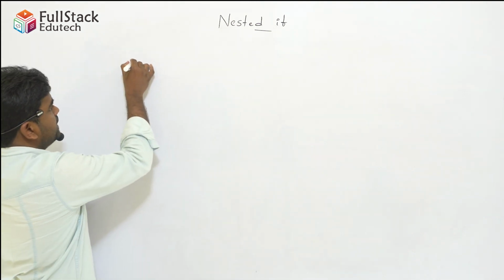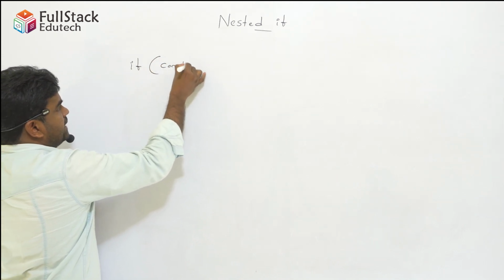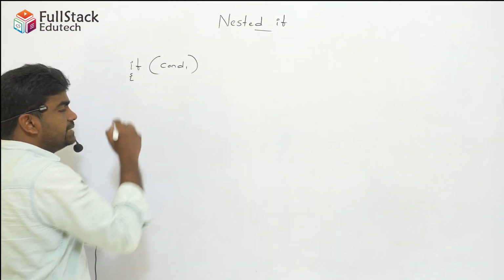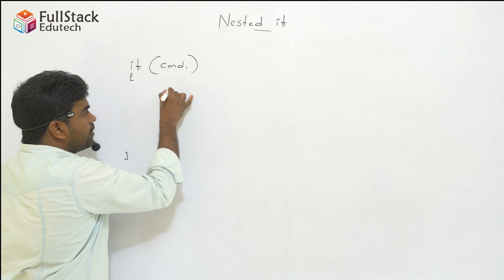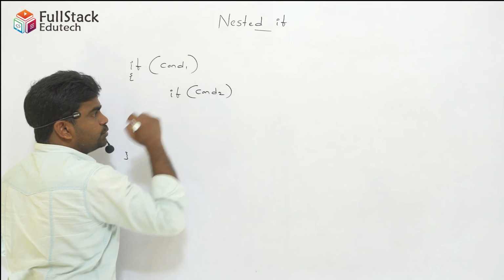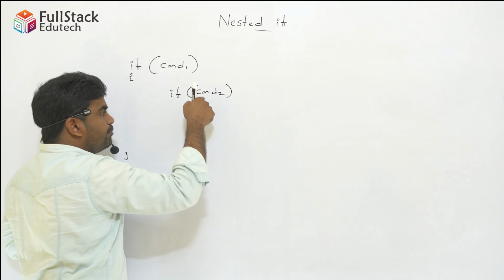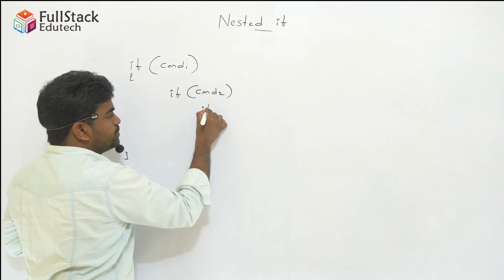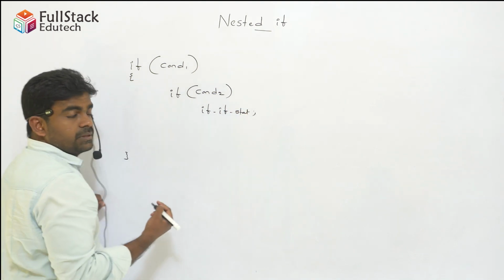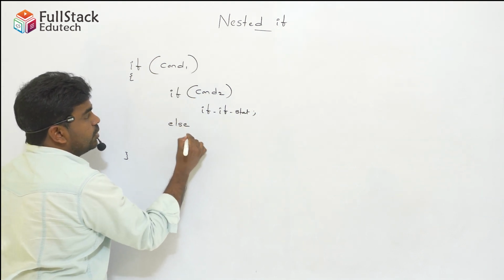Suppose I'm writing the simple syntax like this. We are defining the condition. If this condition is valid, then it will go inside. Inside we are writing one more condition. If this condition is true, then the statements execute. If the outer if block is valid and the inner if block is valid, I am specifying clearly like this. Suppose this condition failed, it will come to the else block.